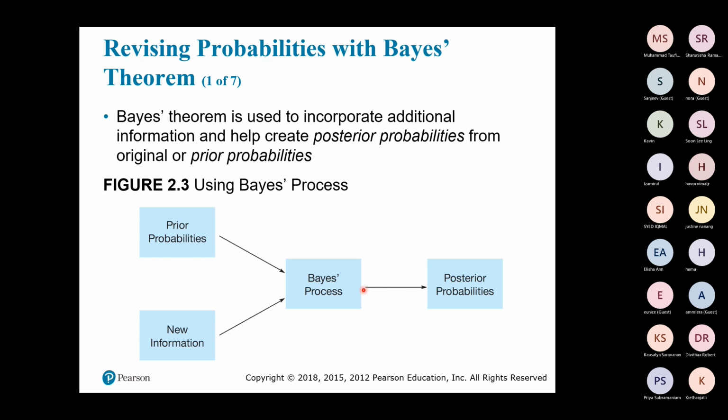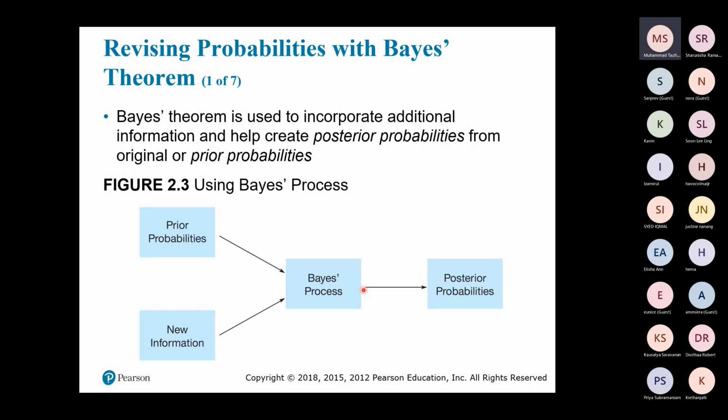All right, so we finish with independent and dependent events. So now let's learn about Bayes' theorem. So what is Bayes' theorem? Bayes' theorem is used to incorporate additional information and help create posterior probabilities from original or prior probabilities.